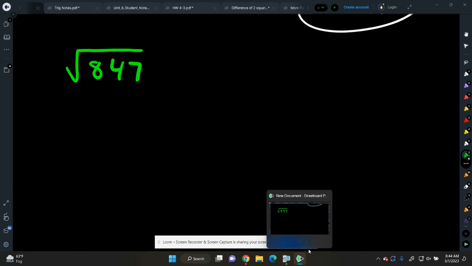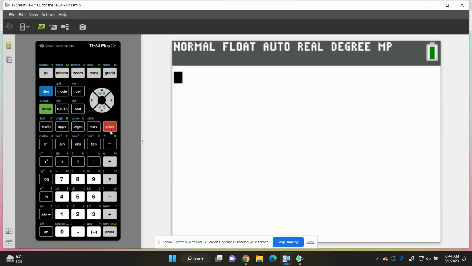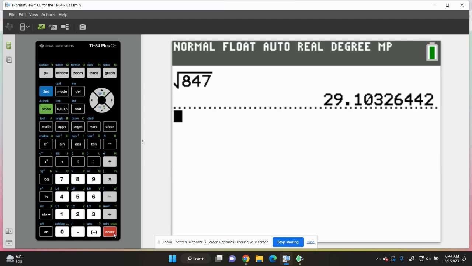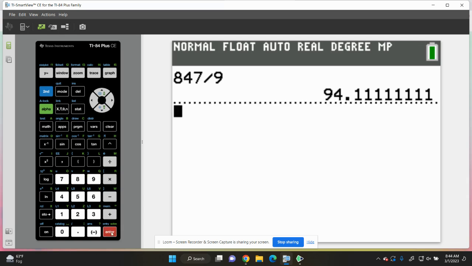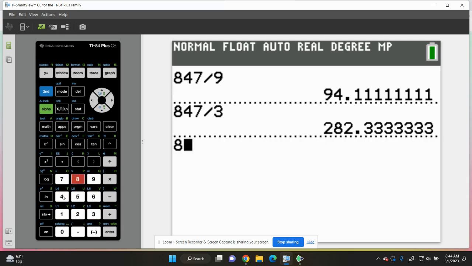Okay, square root of 847, is that a perfect square? No, that's not a perfect square. But if you're not sure, let's do it. So let's see, 847. Let's try dividing that by 9. Does not work. How about divided by 3? How about 7?